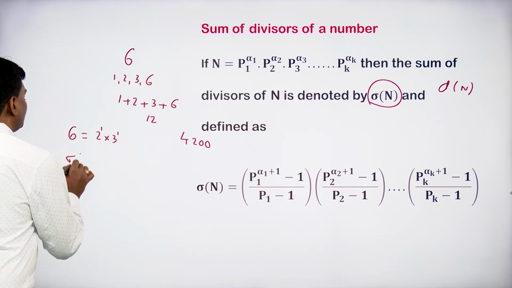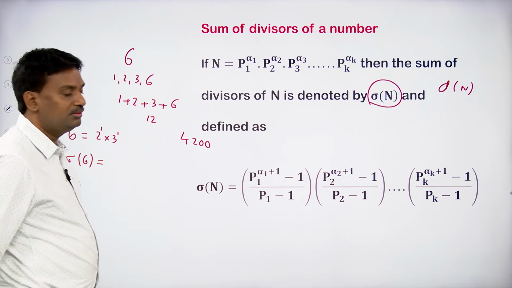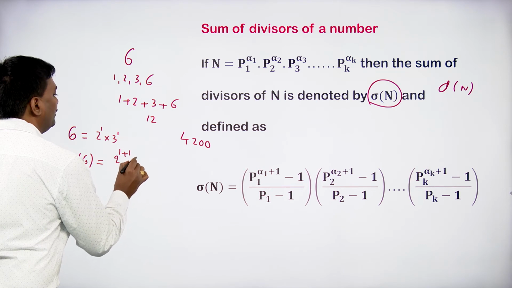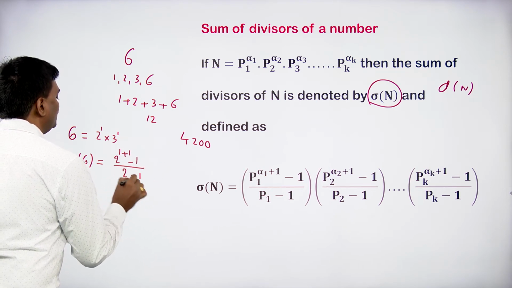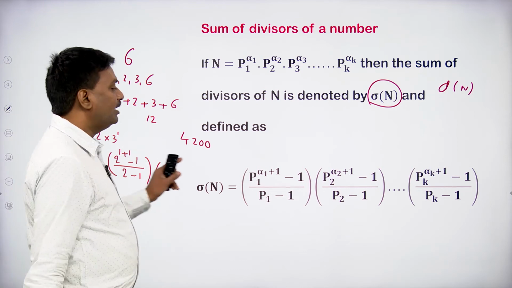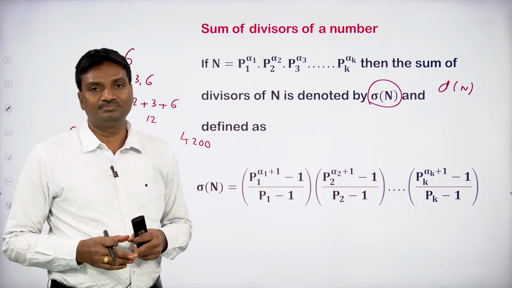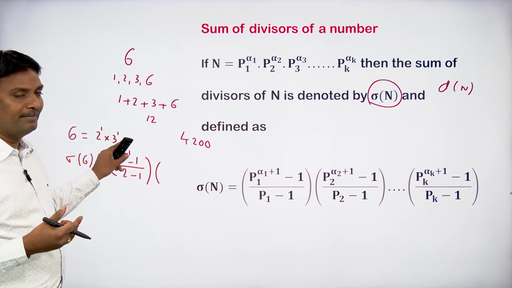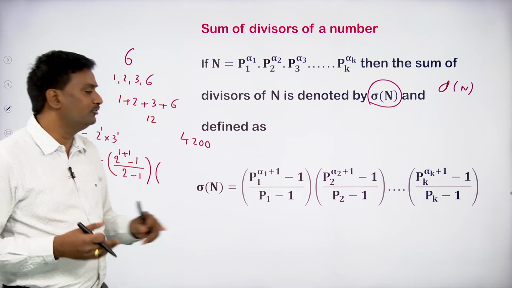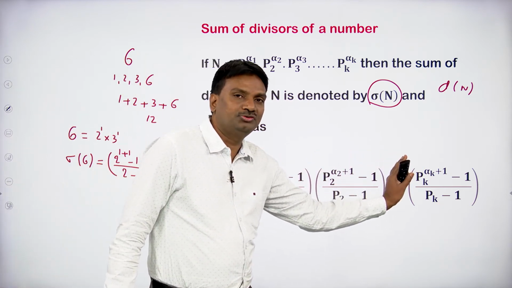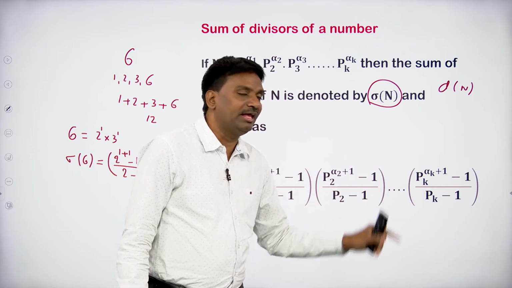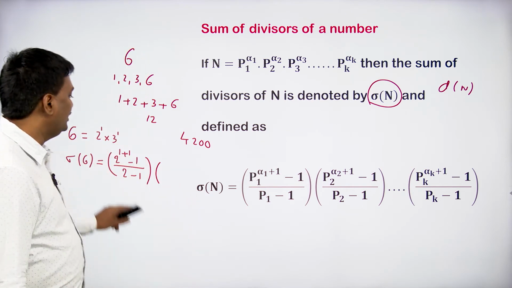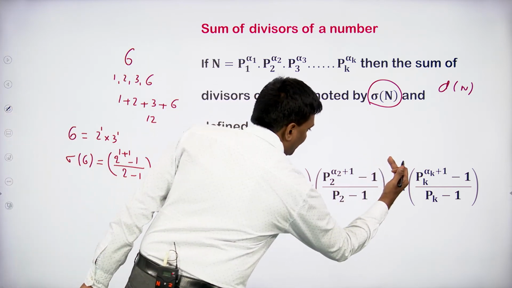So sigma 6 equal to (2 power 1 plus 1 minus 1) by (2 minus 1) into, here we have only 2 numbers. This is the general formula. So if we have only 2 numbers like this, alpha 1 equal to 1 and alpha 2 equal to 1, then we can take the formula up to this only. If 3 numbers are there, then we can take (p3 power alpha 3 plus 1 minus 1) by (p3 minus 1), like that. But here we have only two numbers, that's why we can take the formula up to this only.